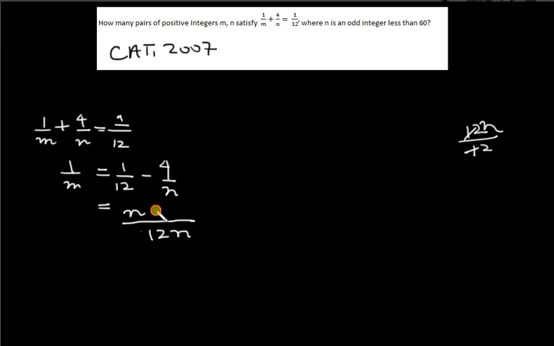I write 12 into 4 because 4 is already here. Here I could have written 1, but it doesn't matter whether you write 1 or not, because when you multiply a number by 1, it leaves the number unchanged. So that's why I have not written 1 here. It's okay whether you write it or not.